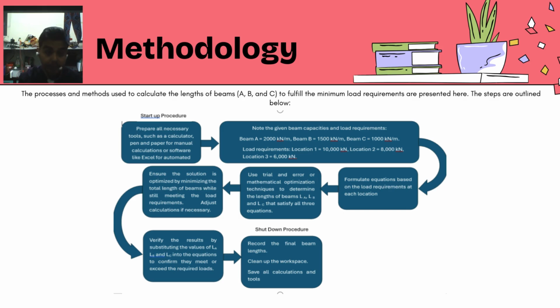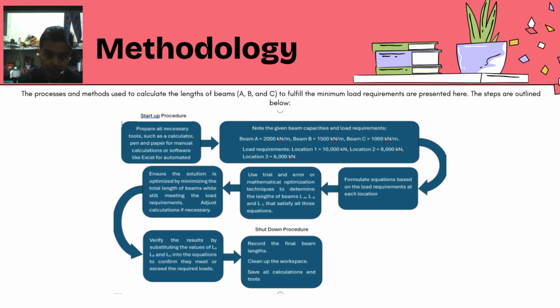So for the methodology, I will talk about the process and method used to calculate the length of beams A, B, and C to fulfill the minimum load requirements. The steps are outlined below. The first one is the startup procedure. Prepare all necessary tools such as calculator, pen and paper for manual calculation or software like Excel for automated. Note the given beam capacities and load requirement.